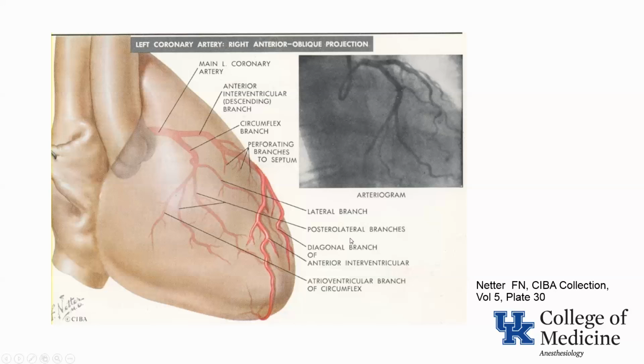This is another RAO view of a left coronary angiogram, showing again the vertically running circumflex with the obtuse marginal branches and the longitudinally running anterior descending coronary artery.